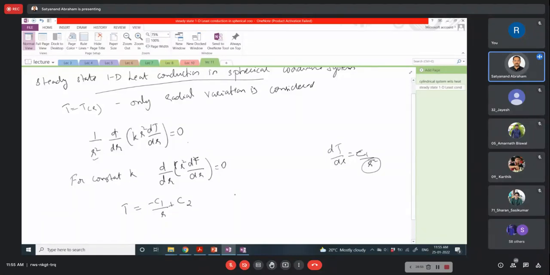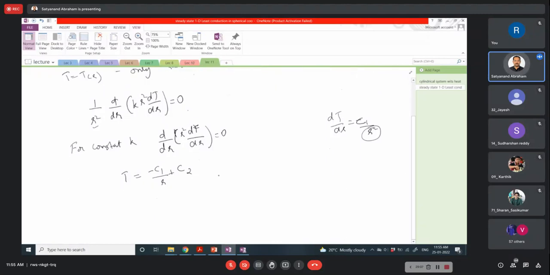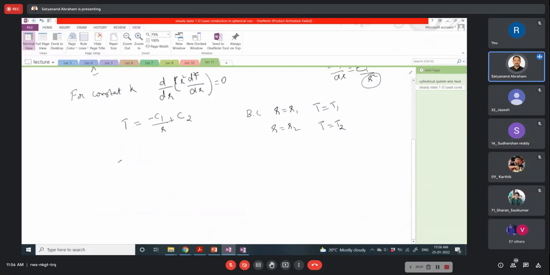So this is actually the equation we are getting, okay? Since we are talking about without heat generation, only radial variation is considered. It should be for a hollow sphere. There should be energy in and there should be energy out. So therefore, boundary conditions: at R is equal to R1, T is equal to T1. At R is equal to R2, T is equal to T2. Just putting it into this, it is very easy to find C1 and C2. So therefore, you are going to get T is equal to T1 minus T2 into R2 by R into R minus R1 divided by R2 minus R1. Okay. So this is the condition you are going to get.